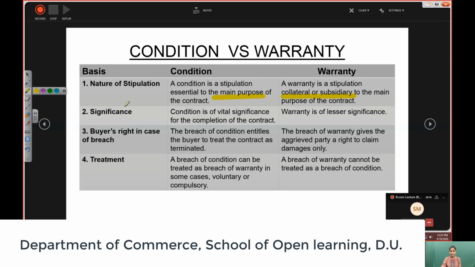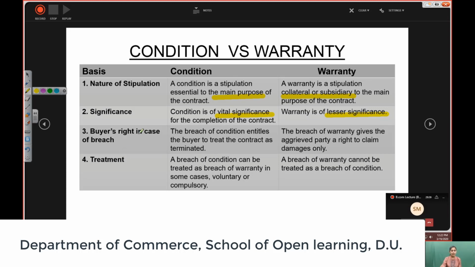Next basis is significance. Condition is of vital significance for the completion of the contract. If you're entering a contract, you are entering because of that condition. Warranty is of lesser significance. Warranty has lesser significance because it is not the main purpose of the contract.